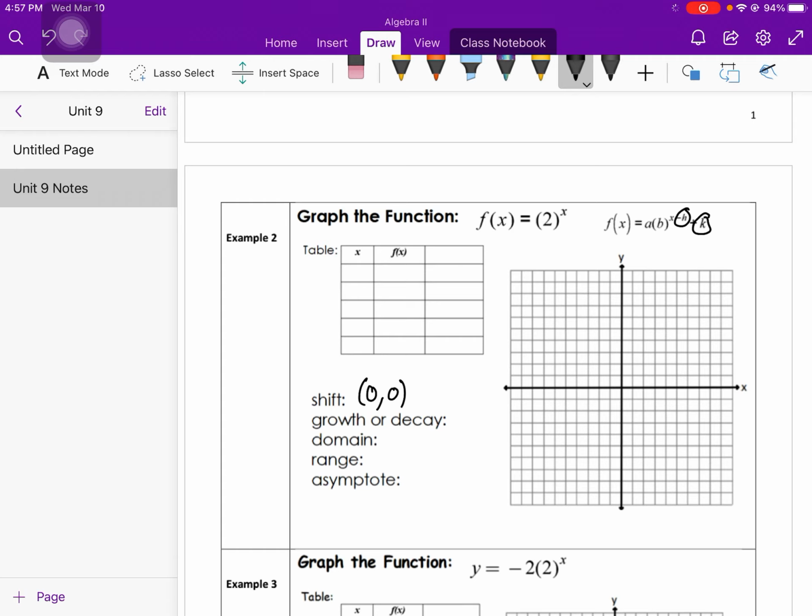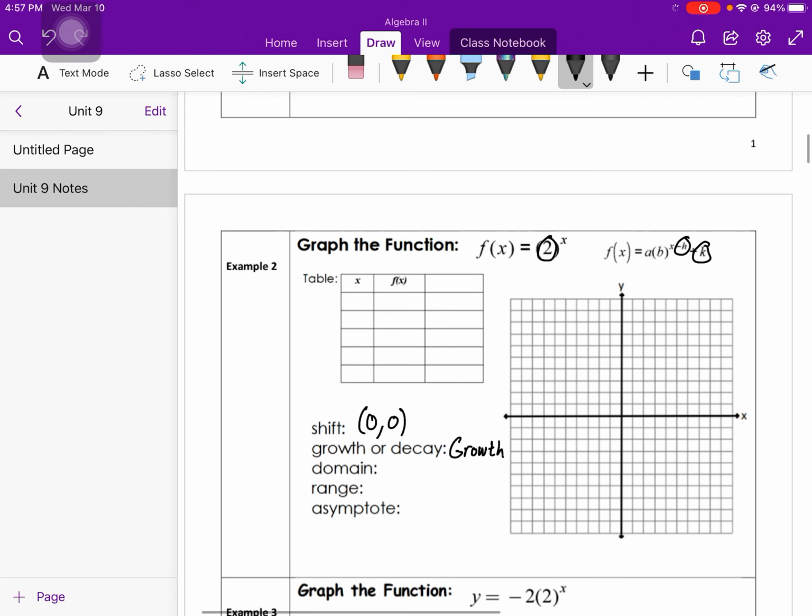Is this growth or decay? Well, to decide if it's growth, we look at the b value. That's 2, and 2 is greater than 1. So this is going to be growth. Okay, we'll get to the domain and range after.